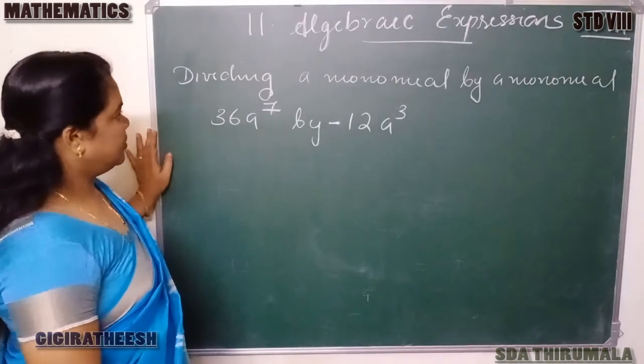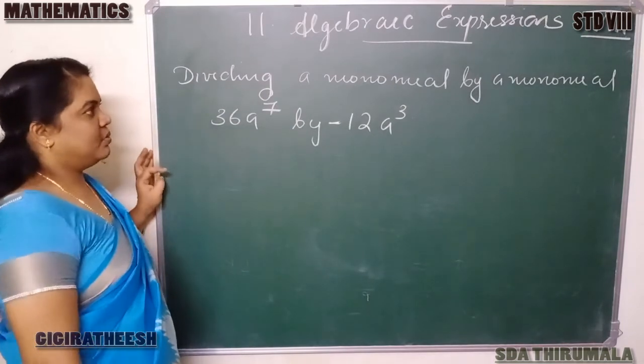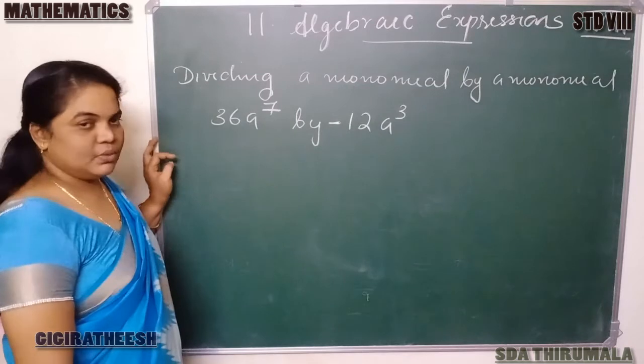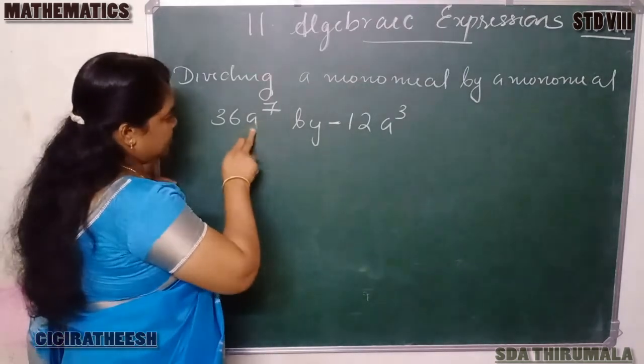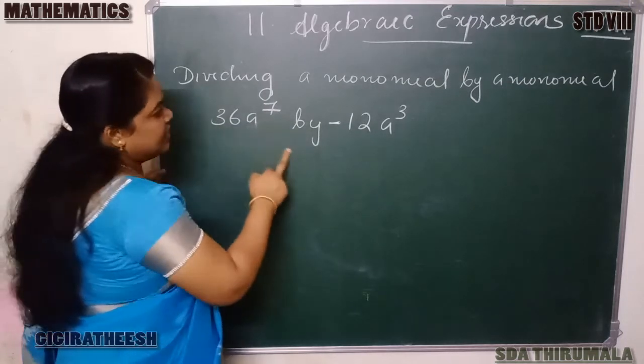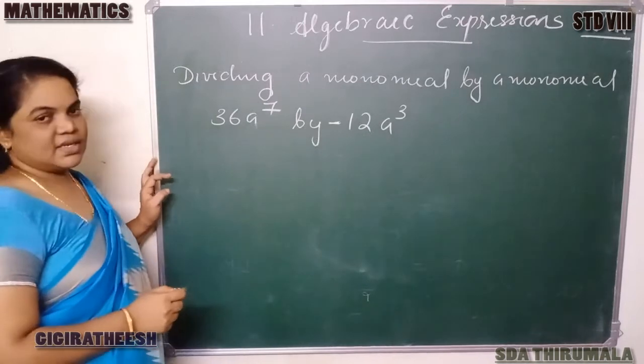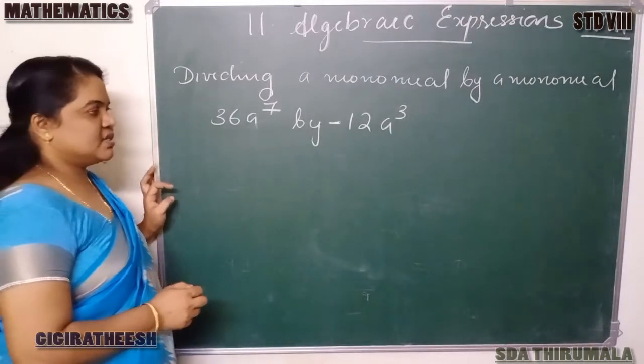Next, how can we divide a monomial by a monomial? What is a monomial? A monomial means a single term, for example 36a raised to 7 divided by minus 12a raised to 3.